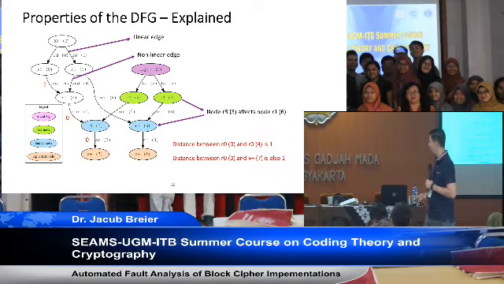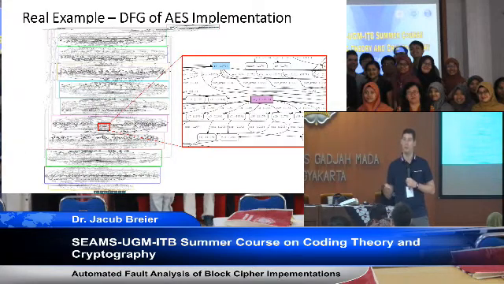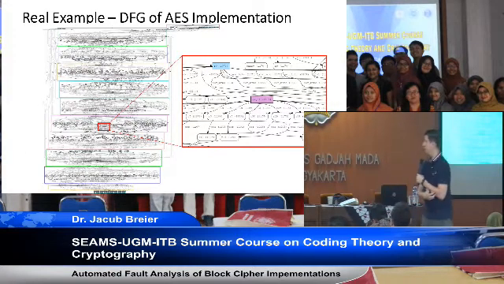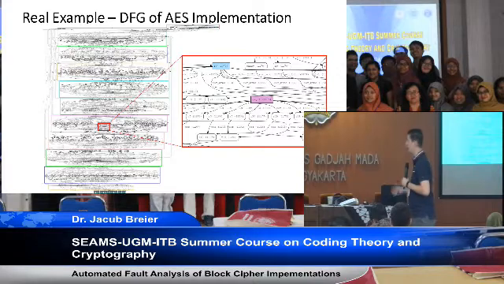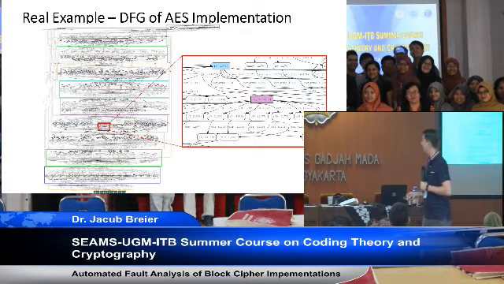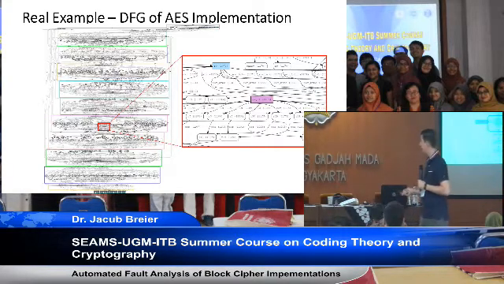This is just a real example of what a data flow graph of a full crypto implementation looks like. This example is for AES. It has thousands of nodes, so it is really hard to analyze if we don't have automated methods to help us. So next we go on to finding vulnerable instructions.